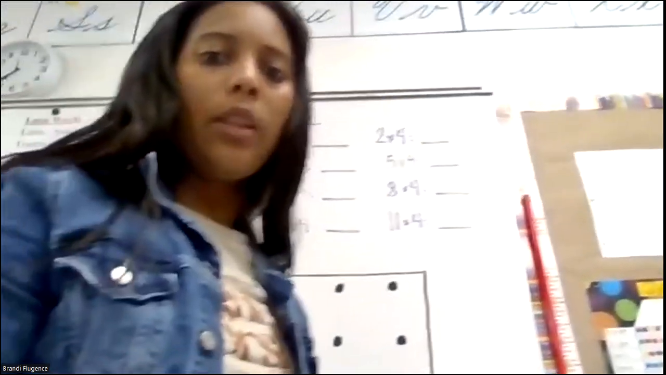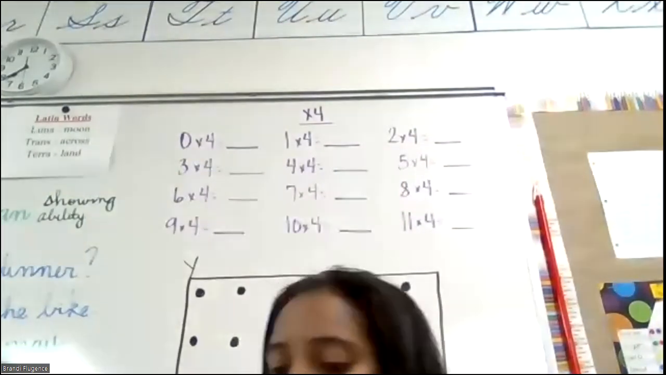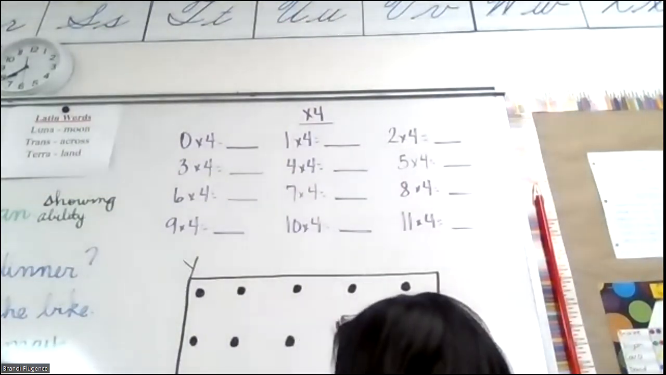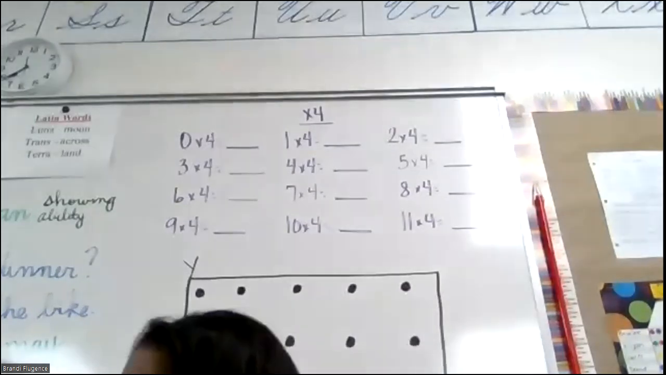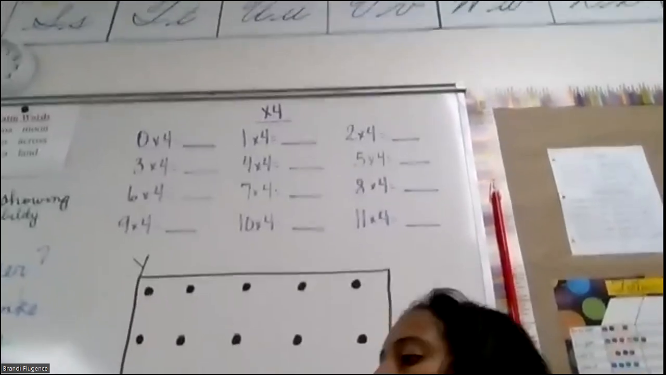All right, so we'll be learning our times 4. That's our next set of multiplication facts that we'll be learning. That's what you're testing on Thursday this week. So we have times 4. Some of them we know already and some of them are new to us. So let's go ahead and get started going over them. All right, let's start with 0 times 4.